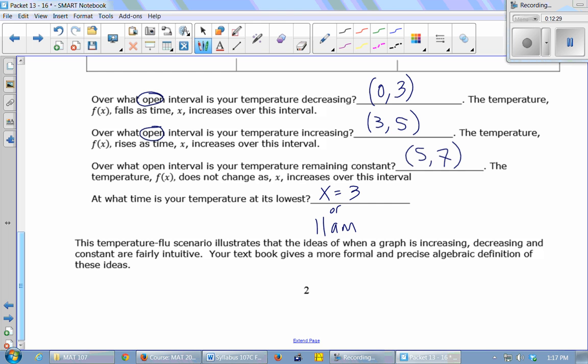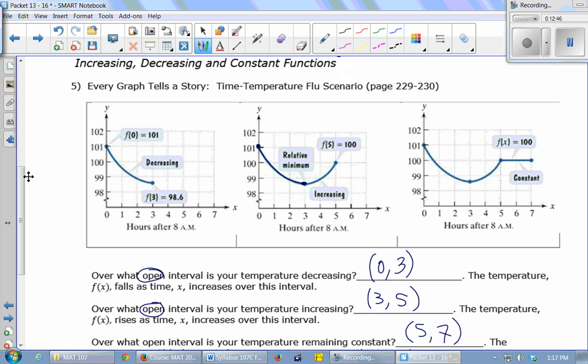So this temperature flu scenario illustrates that the ideas of when a graph is increasing, decreasing, and constant are fairly intuitive. You can read a graph from left to right. If the graph is going uphill, it's increasing. If the graph is going downhill, it's decreasing, right? Downhill, decreasing, uphill, increasing, flat, constant. You always read it from left to right. And you always describe where increasing, decreasing, and constant is happening by using x intervals. Okay, so you only give the x.